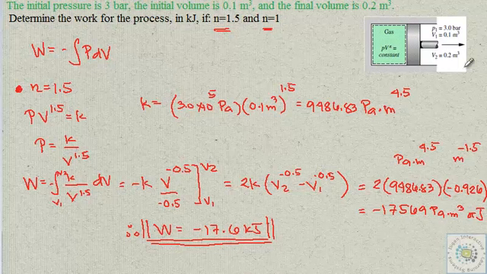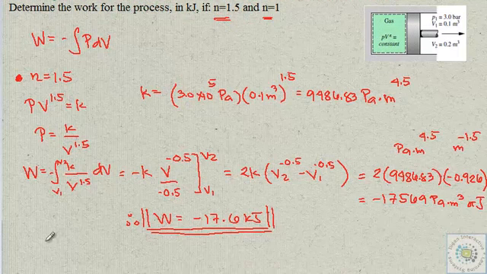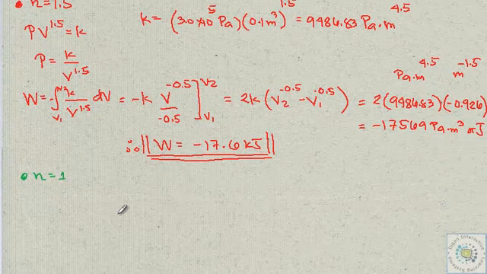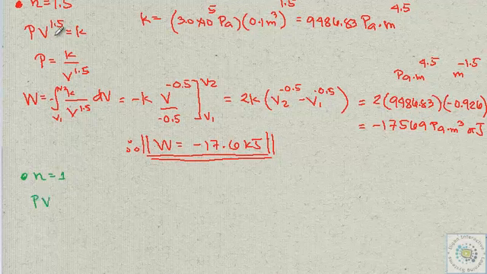Now our next question will be when n is equal to 1. So what will happen when n is equal to 1? Let's work that out. N equal to 1. Let's also solve for the work. In that case, the difference is that PV to the n will become PV equal to K. We can then simply put P is equal to K over V. And when we evaluate work, that will be equal to negative integral of K dV over V, from V1 to V2.